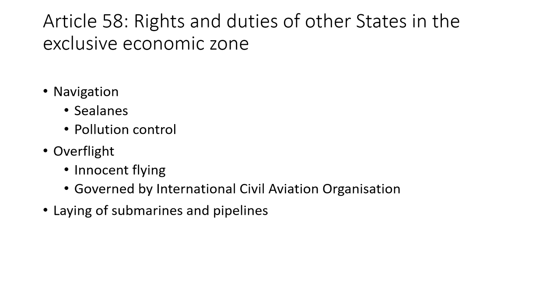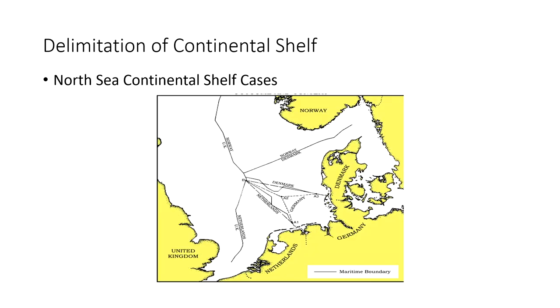Article 58 provides for rights and duties of other states in the EEZ. So, as I have already explained this particular aspect, they have the right of navigation, overflight and laying of submarine cables and pipelines. So, in navigation, they can create sea lanes, pollution control, and then under overflight, you have innocent flying governed by the International Civil Aviation Organization.